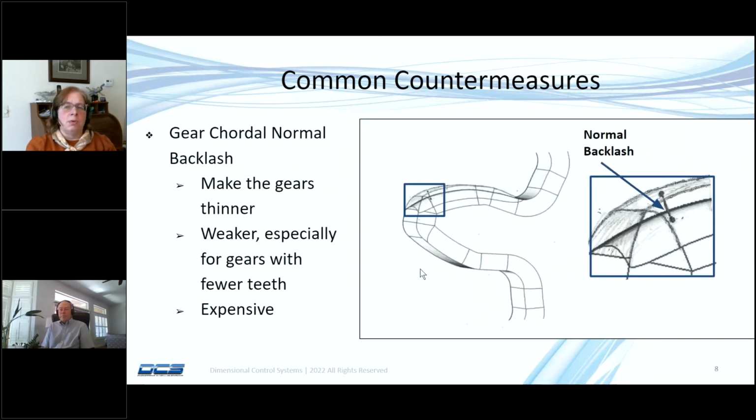Another common way of making sure that your gear trains work all the time is to effectively remove the surface and make the teeth thinner. You're removing material that's a stress, and so that weakens the teeth a little bit.